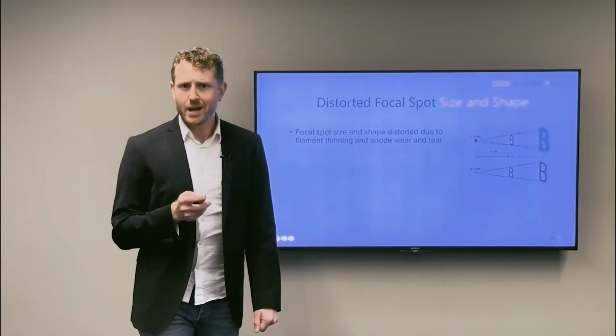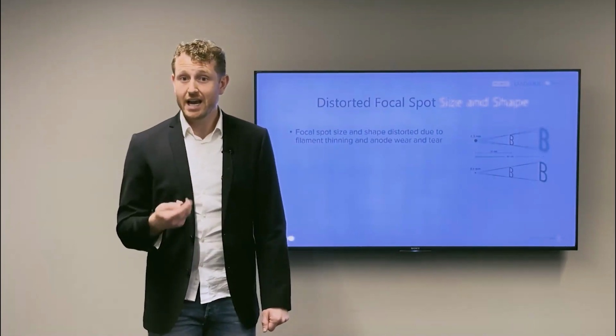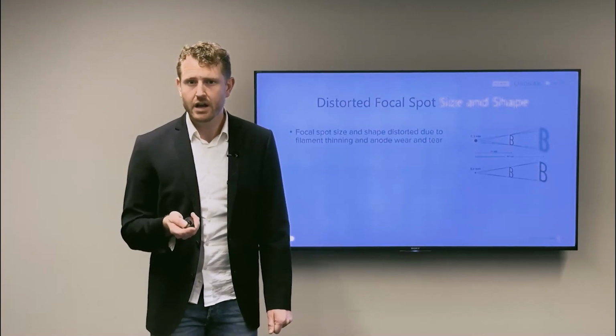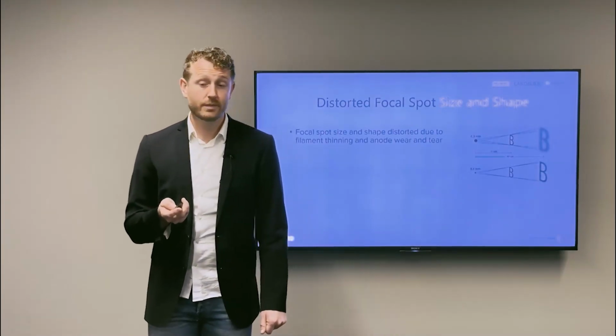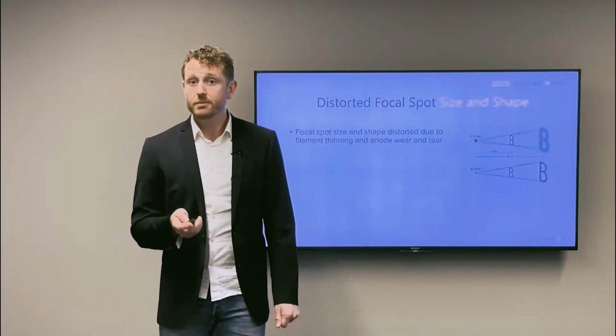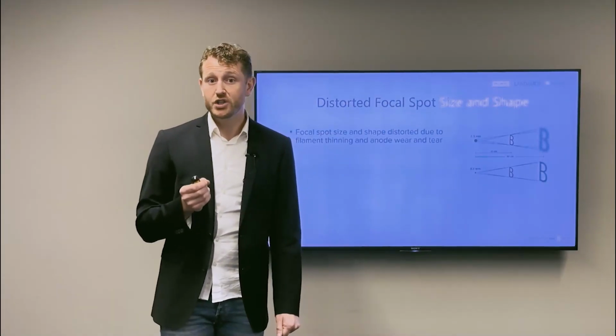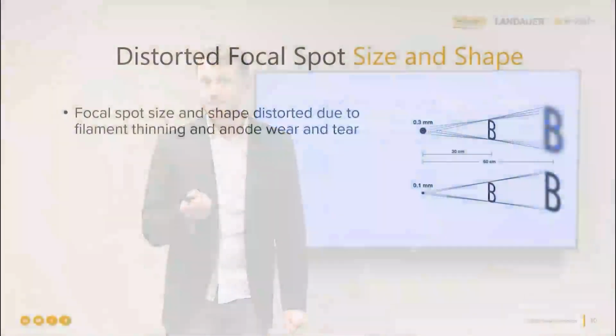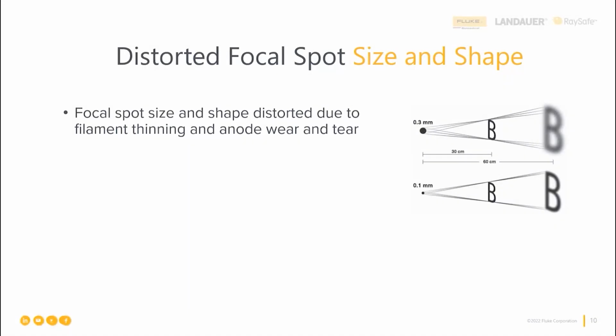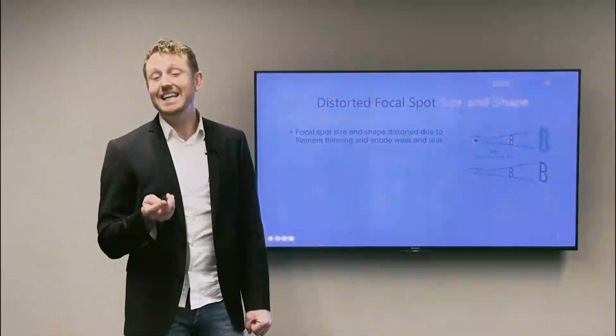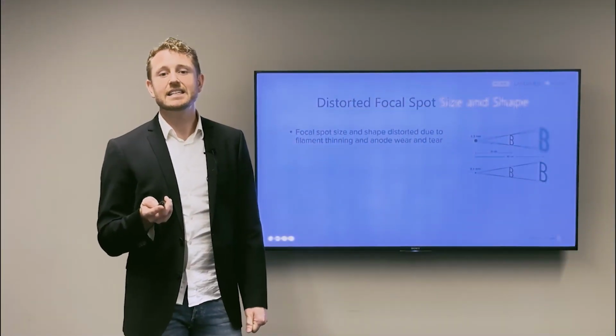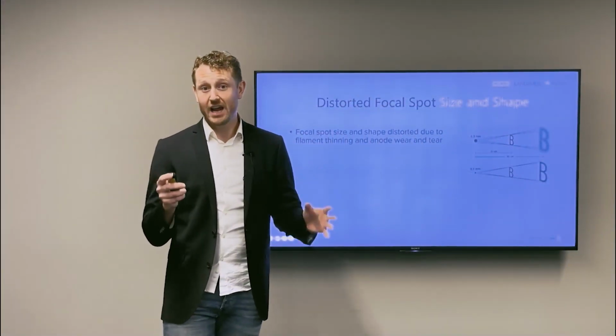As the filament shape changes with time, together with anode wear and tear, the focal spot will also be affected. In general, a small focal spot is used when spatial resolution is important. A large focal spot will induce more photons per time, meaning a shorter exposure time is possible. Also, a larger focal spot is less sensitive to heat since it's spread over a larger area.